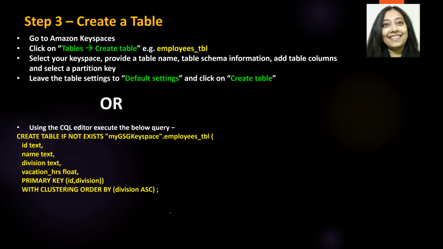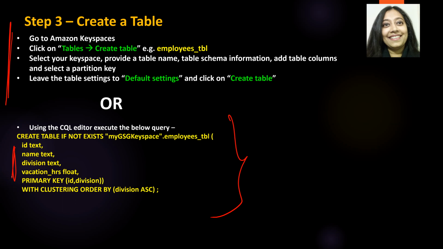In step 3, we will create a table. Again, you can create the table using the console, or you can simply execute this CQL command. Now I'm creating a simple employees table over here, right? And it has 4 columns. You can create a table of your choice. It really doesn't matter. The intention is to just create a table.